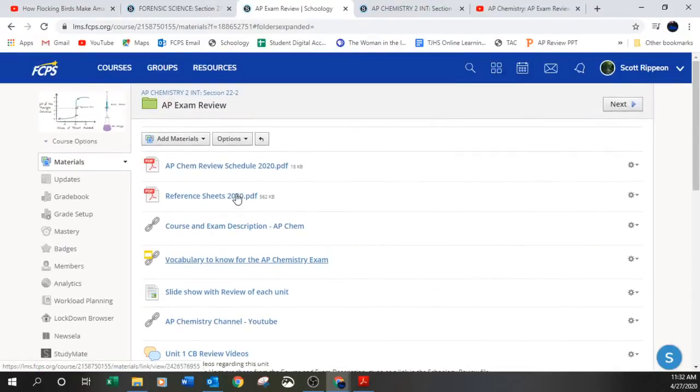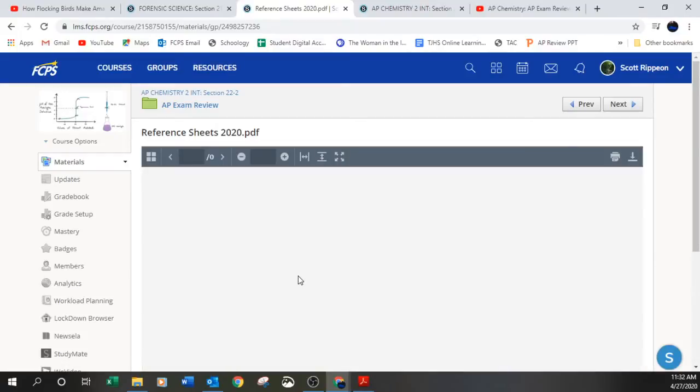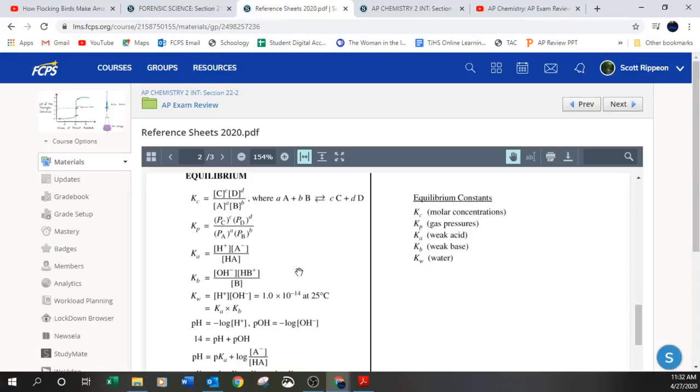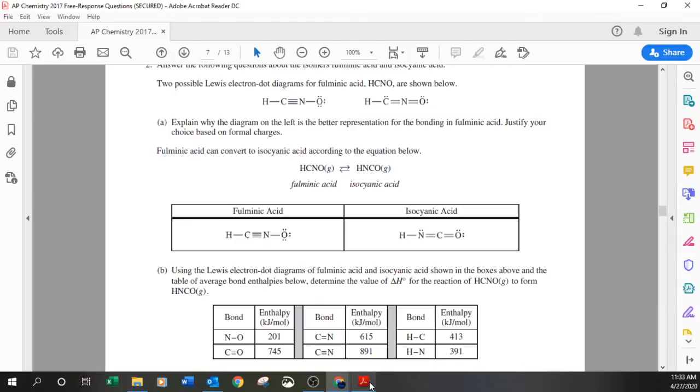Okay, real quickly, in our exam review site, I put in a PDF with the reference sheets for this year. It should have the equation sheet, the periodic table and both of the green sheets. Just making sure it works. Okay, so that's good. Sorry.